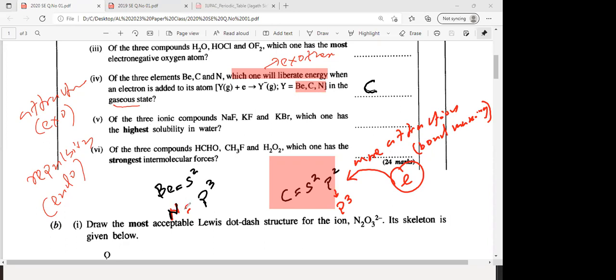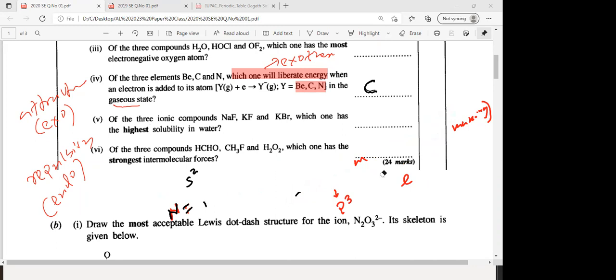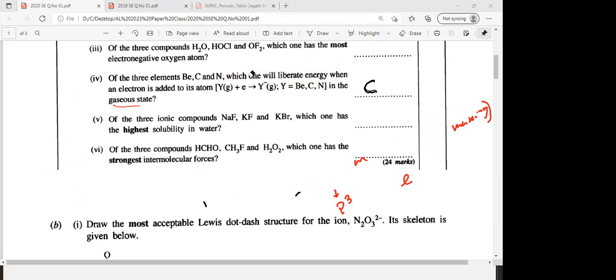Right, then next one, part 5. Did you all get it? Why carbon is the answer, everyone? Then next one, part 5, can you guess the answer? Always check the outermost configuration, whether it's stable or unstable. Okay, next one, part 5.